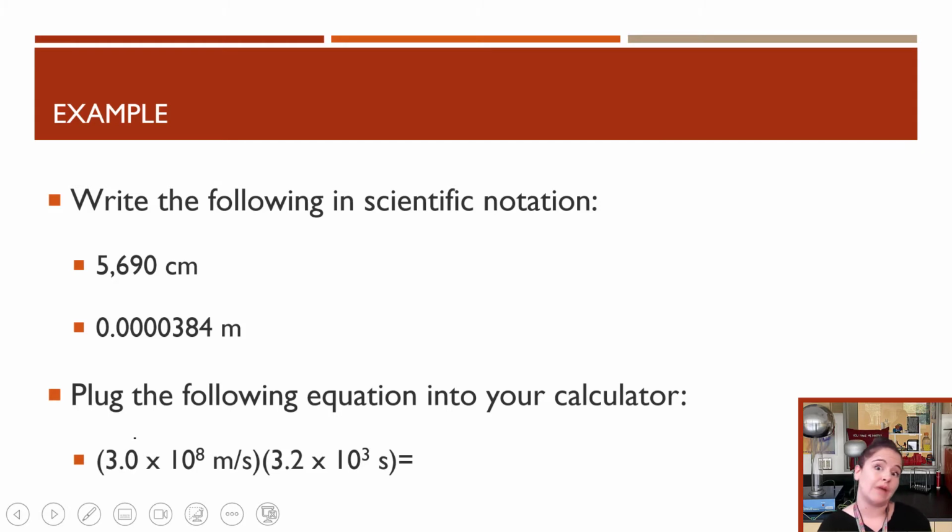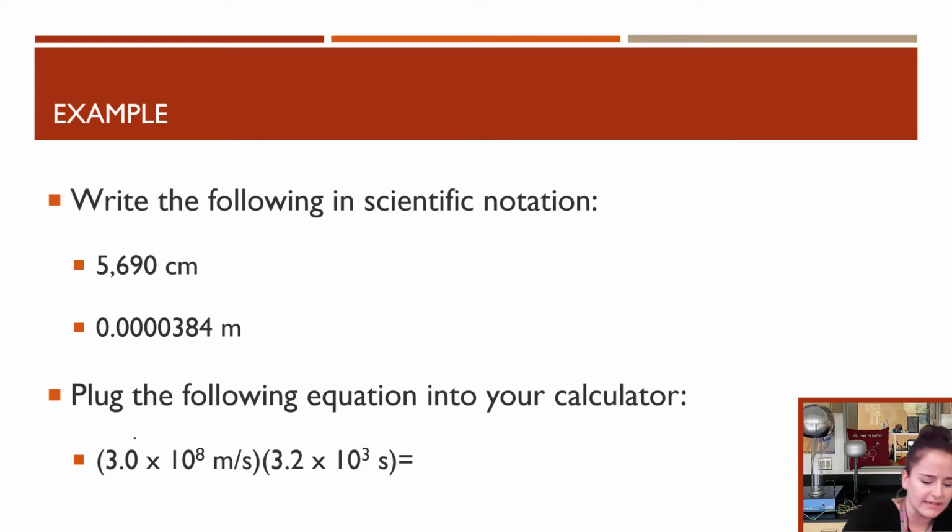So first, just writing things in scientific notation versus basic. We have 5,690 centimeters. We want to put the decimal somewhere that's going to create a number between 1 and 10. In this case, it'll go right in between the 5 and the 6. So it becomes 5.69. And then we have times 10.